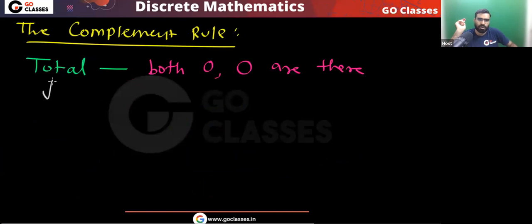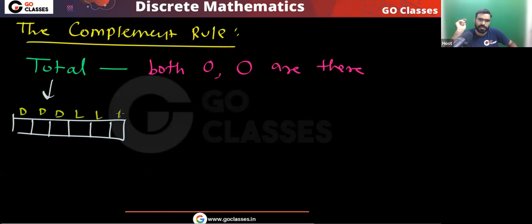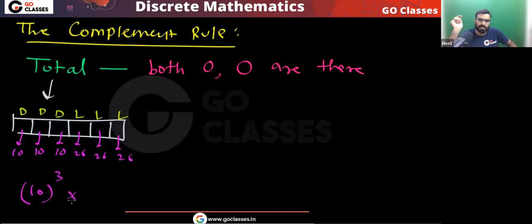Now you tell me, what is the total? Remember, total means you want a digit here, then a letter later. For the digit positions you have 10 choices each, and for the letter positions 26 choices each. So the total is 10 to the power 3 multiplied by 26 to the power 3. This is the total.